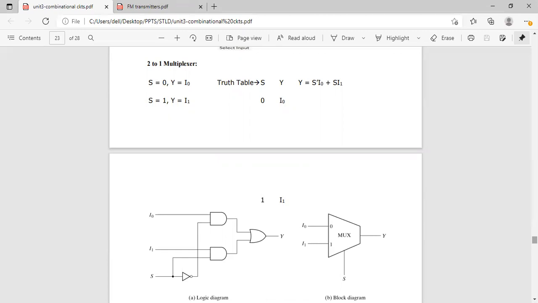Okay, so here in the multiplexer the K map is not needed, so directly you can write the expression.